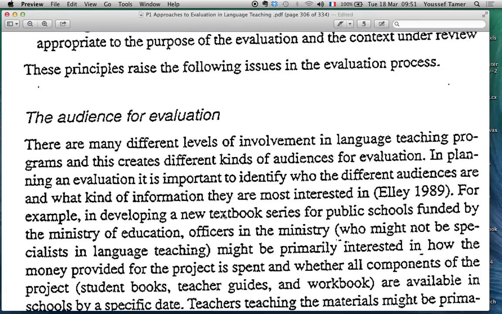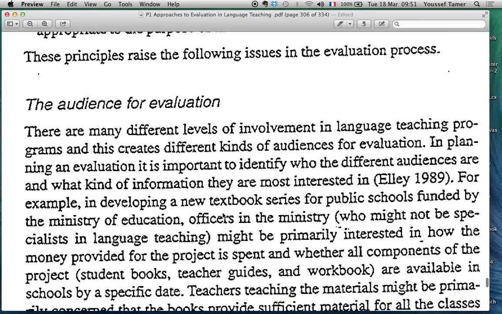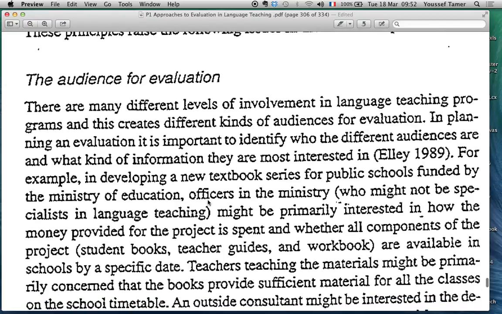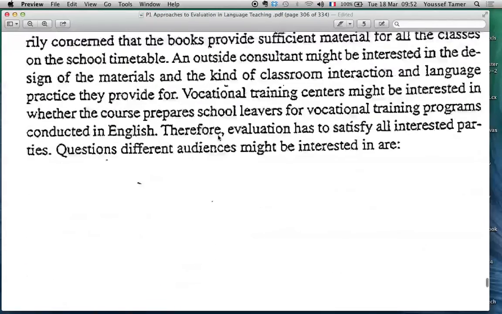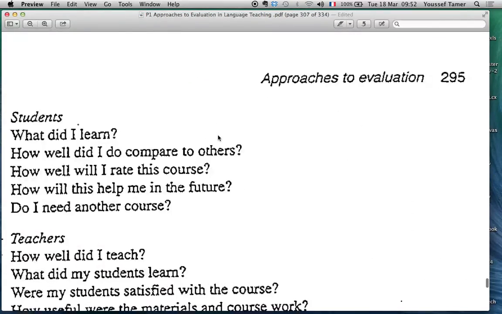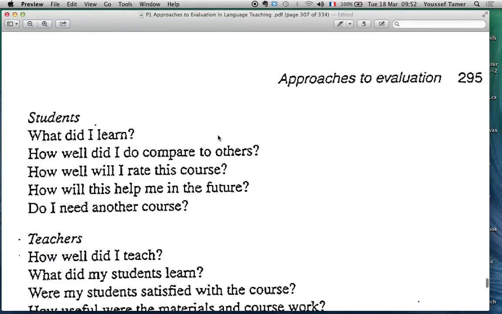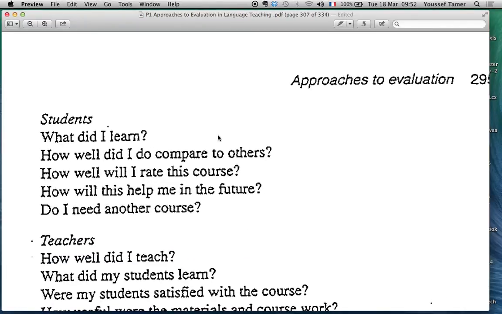These principles raise the following issues in the evaluation process, okay? So, the audience for evaluation, we have talked about stakeholders, etc. Now, I'm not going to go into this, but I go directly to the audience. Okay, the people in the audience, or those who are involved in the audience for evaluation.